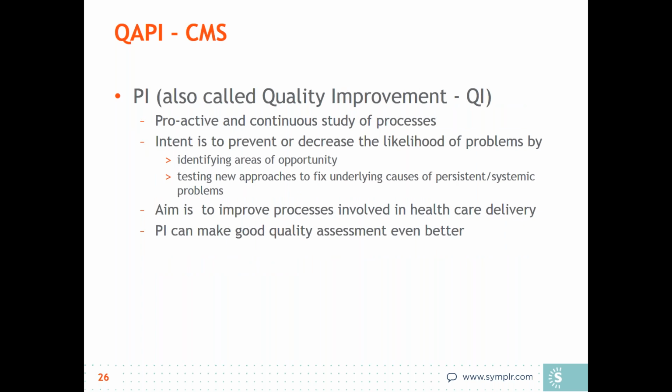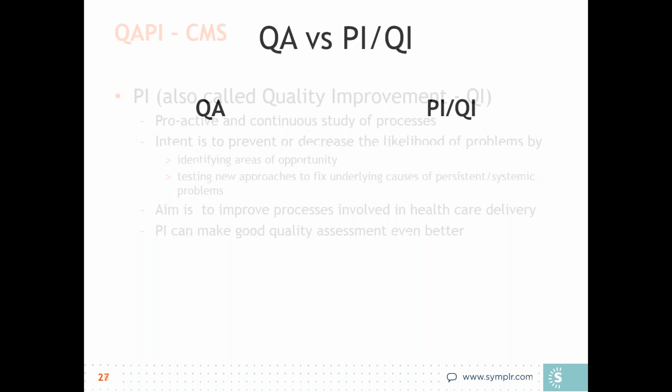With performance improvement, sometimes also referred to as quality improvement, it's more of a proactive and continuous study of processes. The intent with PI is to either prevent or decrease the likelihood of problems occurring. And we do this by identifying areas of opportunity. We test new approaches to try to fix underlying causes of problems that are persisting. The aim of this is to improve all the processes that are involved in quality healthcare delivery. So PI can make a good quality assessment even better. It can enhance that process.